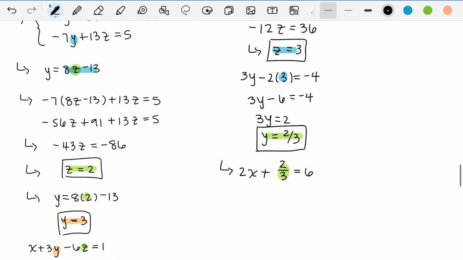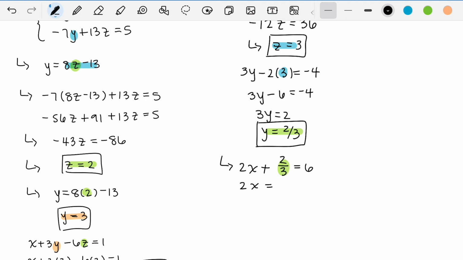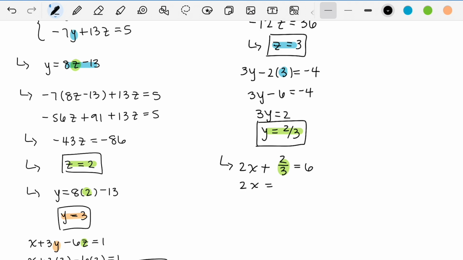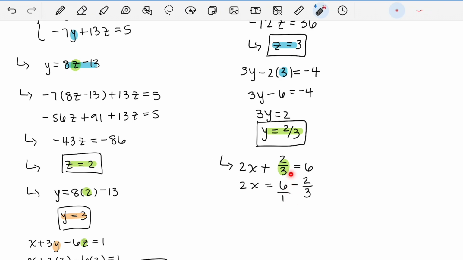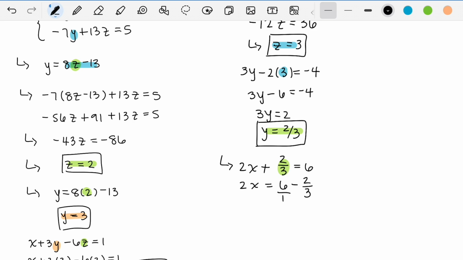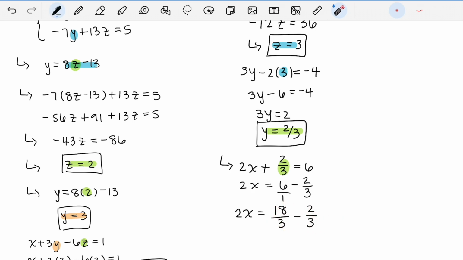So I'm going to end up with 2x equal to 6 minus 2/3, so subtracting 2/3 on both sides of this equation to get x by itself. Now remember, when we're adding or subtracting fractions, they have to have a common denominator. Currently 6 is just 6 over 1. So in order to get a common denominator, I'm going to multiply by a factor of 1. I'm going to multiply the top and bottom by something that will give me a denominator of 3. In that case, that's going to be 3. So I'm going to multiply 6 by 3, that gives me 18, and then 1 by 3 gives me 3 on the bottom. Now these fractions have a common denominator, I can easily subtract them.